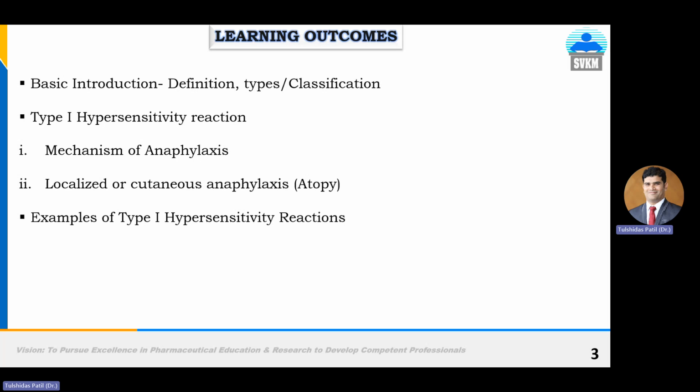So these are the learning outcomes. I will first discuss the basic definition of hypersensitivity reaction. What are the different types or classification of hypersensitivity reaction? Then I will specifically focus on the type 1 hypersensitivity reaction. Under that, I will cover the mechanism of anaphylaxis, what is localized or cutaneous anaphylaxis, that is atopy, and then I will cover different examples of type 1 hypersensitivity reaction. So let's start with the discussion.